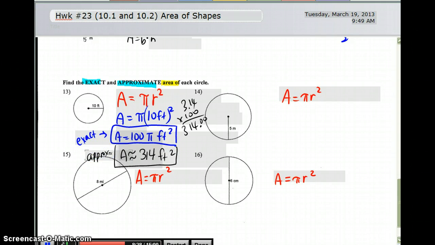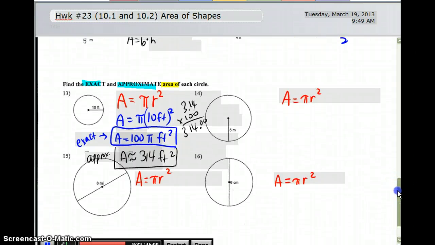for number 13. And try the rest by yourself because it's really your review. And we'll see you tomorrow in class.